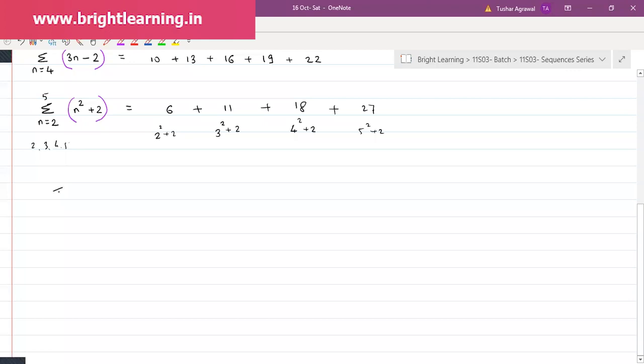Just a question for you: what will this series be? Summation of 2n square minus 3n plus 1, where n varies from 2 to 5. Quickly tell me how this series will look.